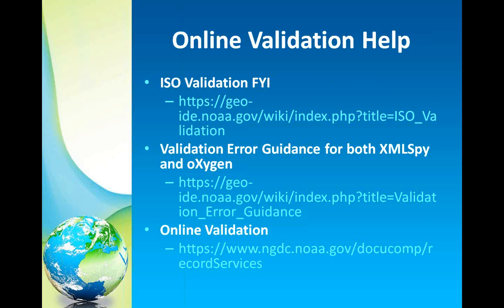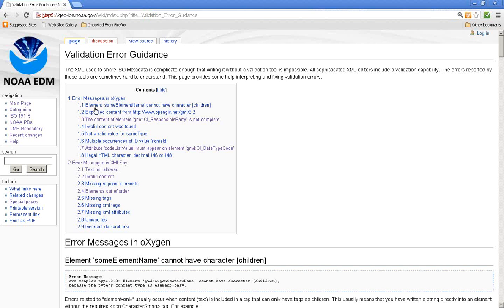All right, so here's some FYI that I'll show you. ISO validation FYI, you can go to the GeoIDE wiki. There's a validation error guidance. There's error guidance for both Spy and Oxygen, and it's really nice. I'll show you what it looks like. Here we go. It has the error messages, and it gives you some of the most common error messages that you'll get for when you validate.